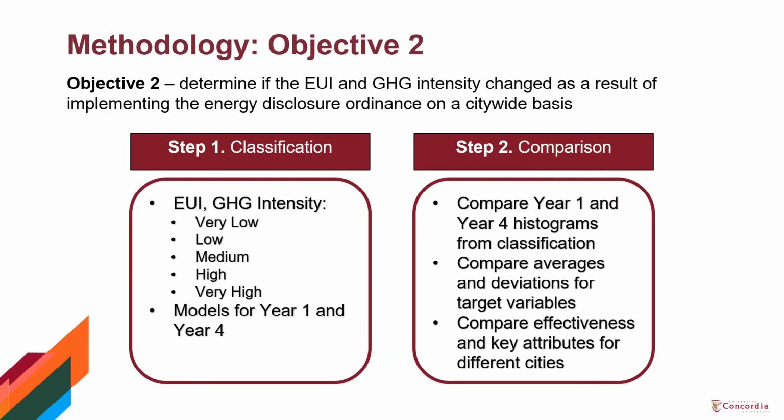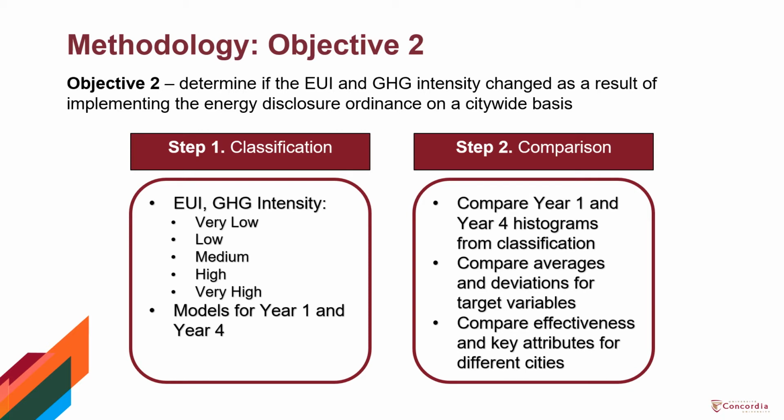In Objective 2, we determine whether the Energy Disclosure Ordinance affects the EUI and GHG intensity. We will first classify buildings based on their EUI and GHG intensity from very low to very high. This will be done for both the Year 1 data, which represents the first year that the ordinance went into place, and the Year 4 data, such that we can make a comparison in Step 2.